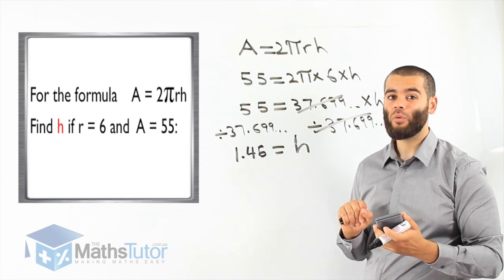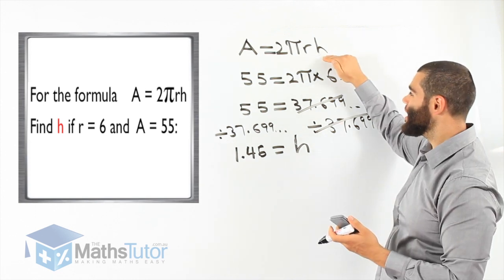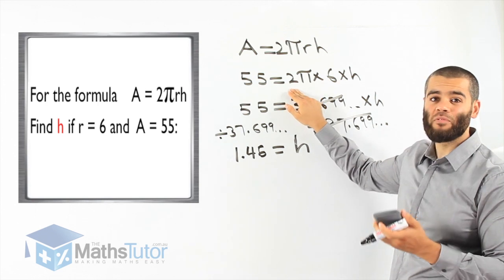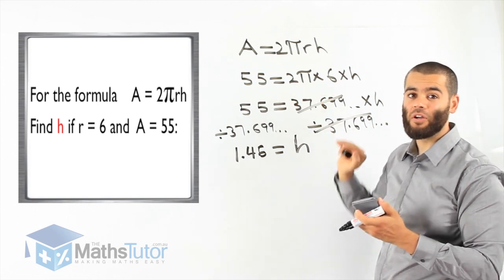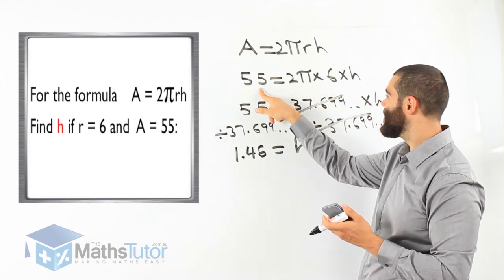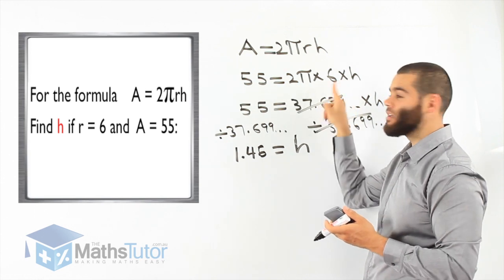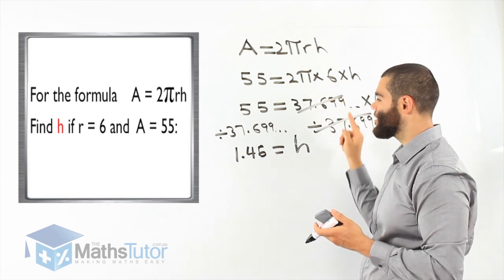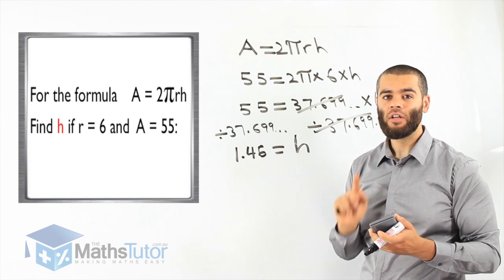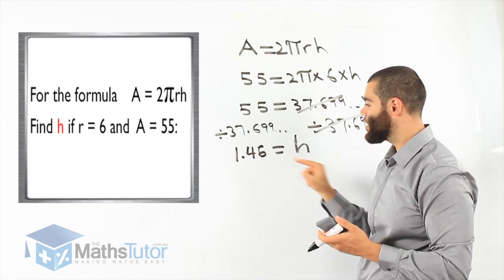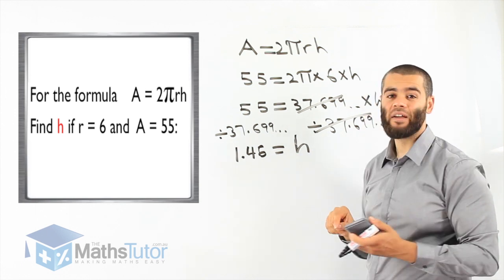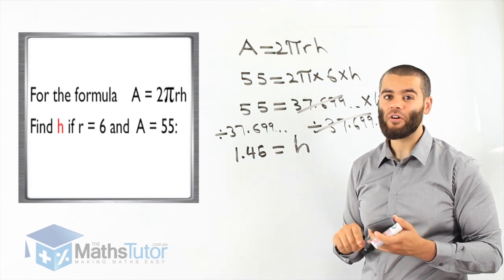Once again, what do we do? We write our formula. Very important to substitute correctly. Make sure we put the numbers in the correct place. A is 55 and R is 6. And then we complete and we work out the equation as normal. Very important to make sure that if you need to round off, in this case here we're rounding off to 2 decimal places, you round off correctly.